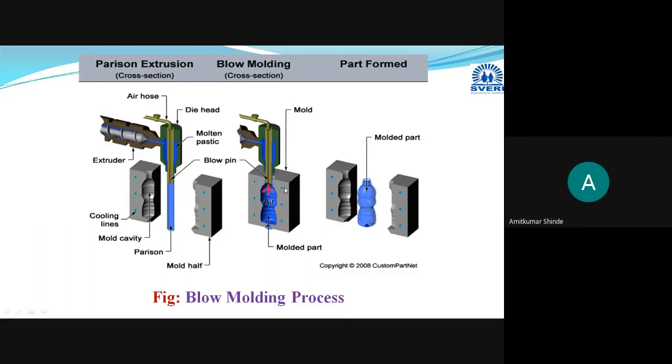In the third stage, air will be blown. Compressed air will be blown, and it will be pressed. Whichever tube is there, that parison is forced against the mold walls, and it will acquire the shape of that mold cavity. And at the end, that mold cavity is removed, and the component is separated.